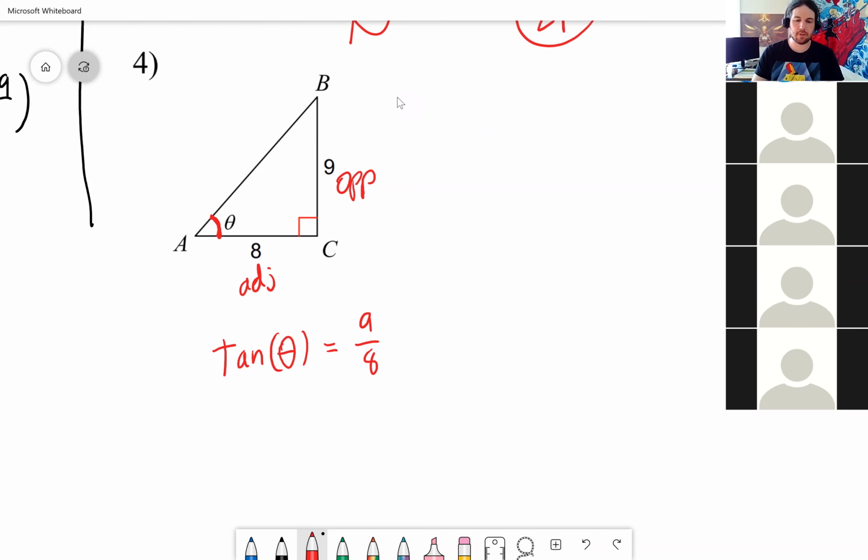So tangent, opposite over adjacent. So tangent of this theta, since Oscar just got in, I will remind everybody that that symbol, it's like an oval with a slash through it. That symbol is the Greek letter theta. You will see it a lot when it comes to angle measures.